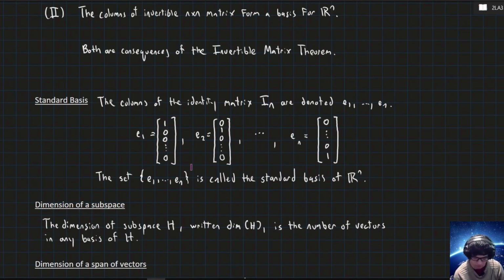And now we'll state the definition of dimension. If we have a subspace H, the dimension of H, which we write as dim H, is the number of vectors in any basis of H. For any H, there's always infinitely many possible choices for basis, but they're all going to have the same size. And that common number is called the dimension of the subspace.